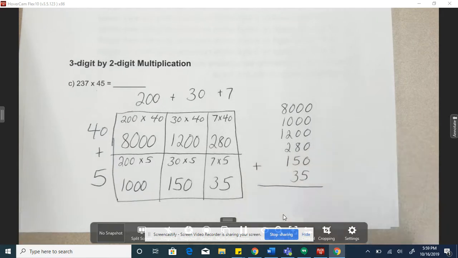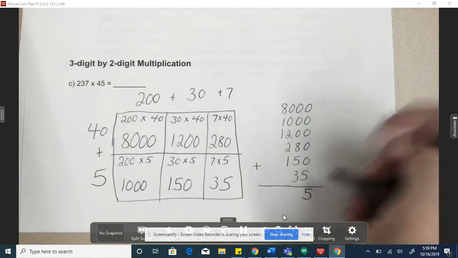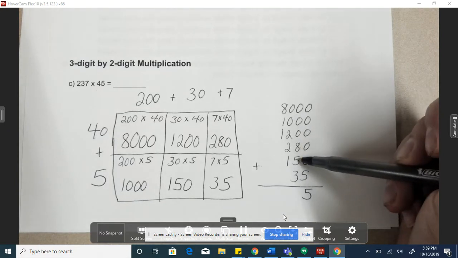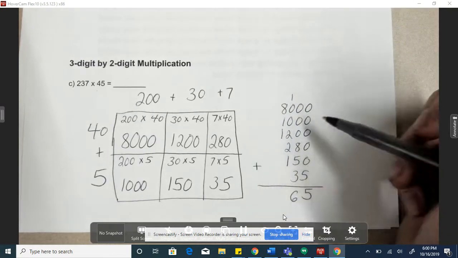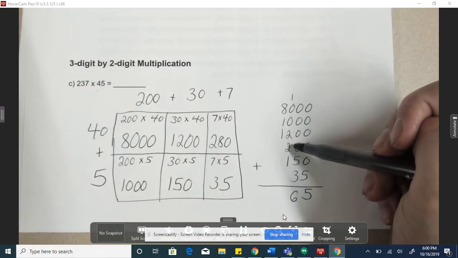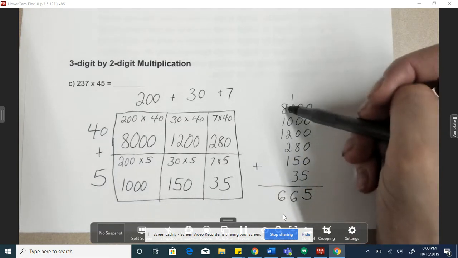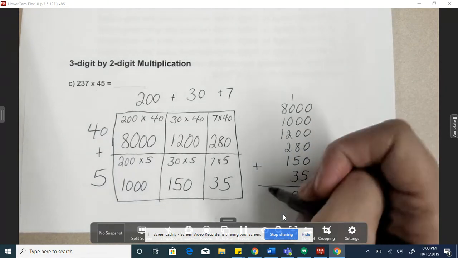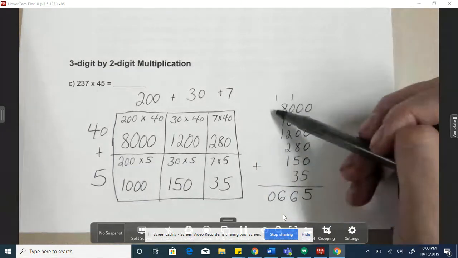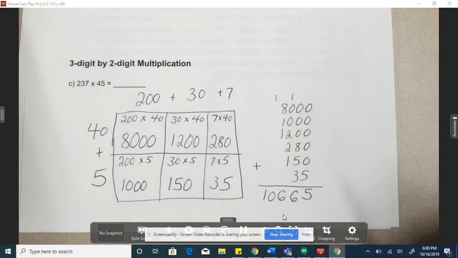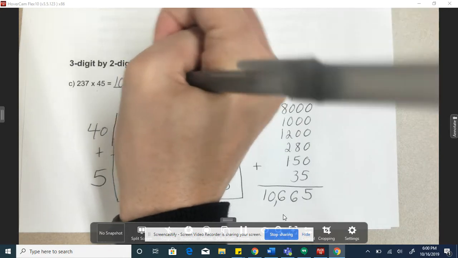I'm going to add these up. Zero plus 5 is 5. 0 plus 8 plus 5 is 13. Plus 3 is 16. Carry the 1. 1 plus 2 is 3. Plus 2 is 5. Plus 1 is 6. 8 plus 1 is 10. Carry the 1. 1 plus, all these are blank, so all these are zeros. 1. So our answer is 10,665.